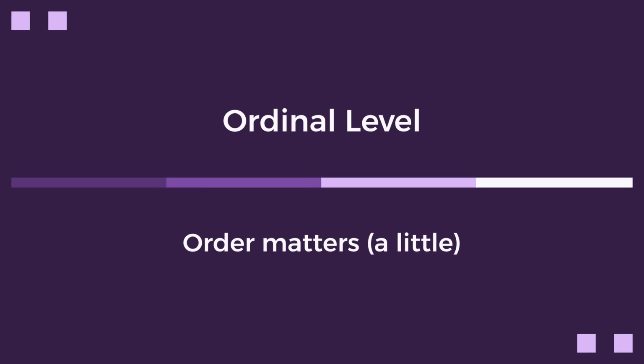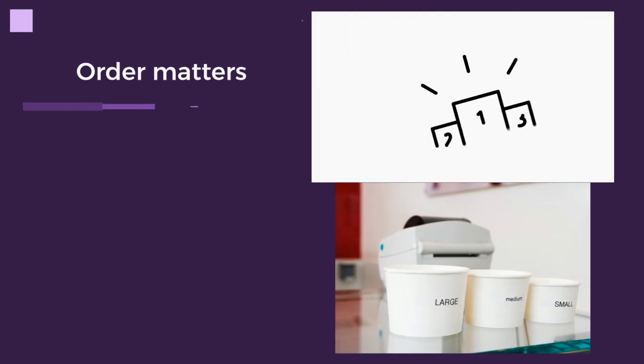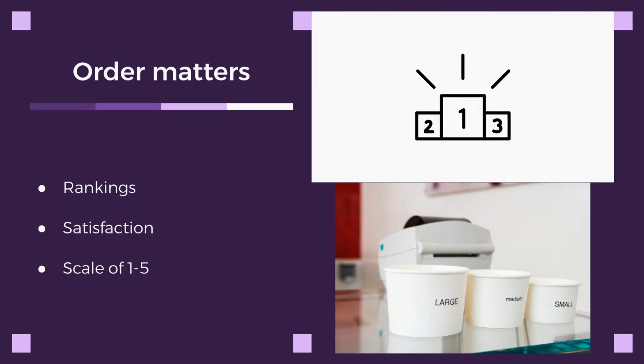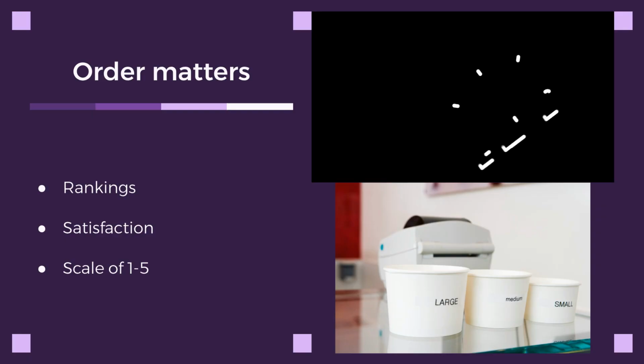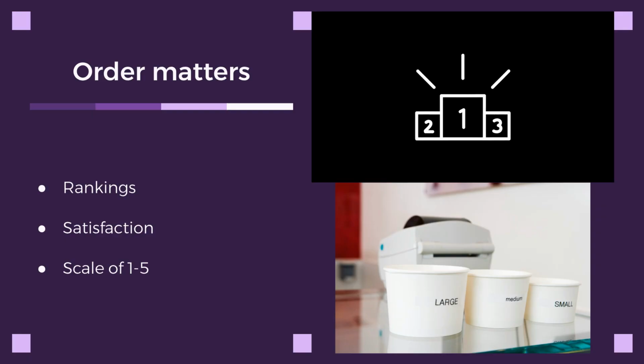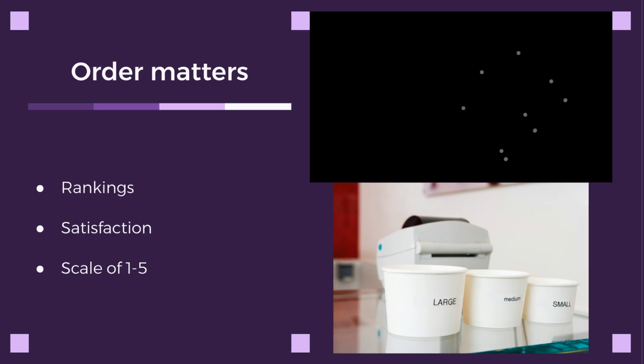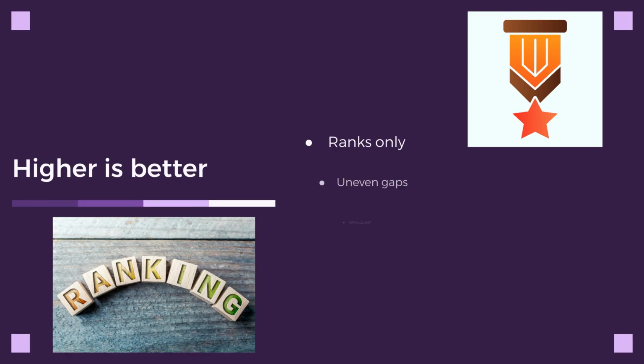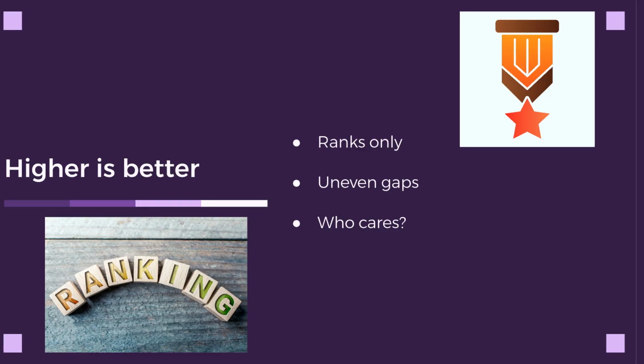Next up, we have the ordinal level. This is nominal, but now we've added a dash of order. Ordinal data ranks things like small, medium, and large. We know large is bigger than medium, but we don't know if the jump from small to medium is the same as medium to large. It's a ranking system, so someone ranked highly satisfied is clearly happier than somewhat satisfied. But you can't really quantify that difference. It's like race results. First place is better than second, but we don't know how much faster they ran.